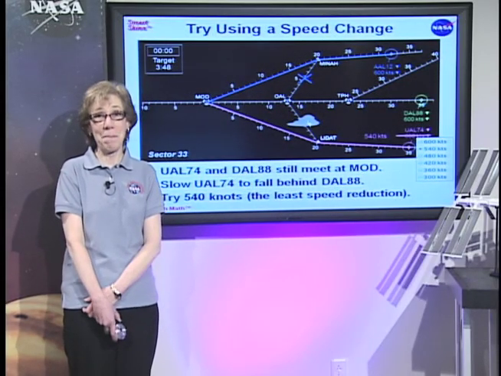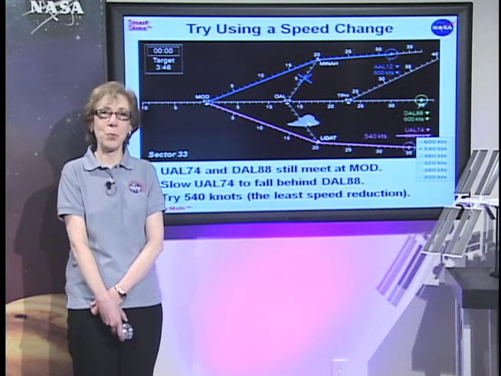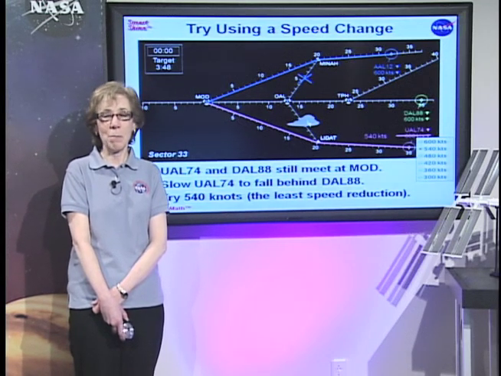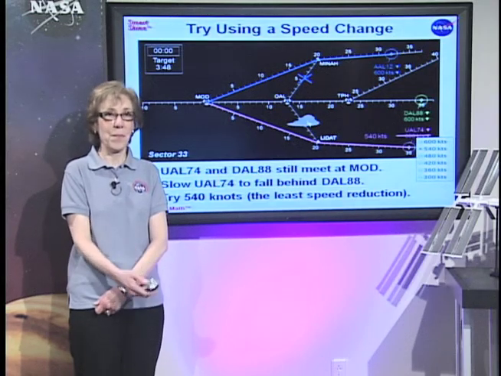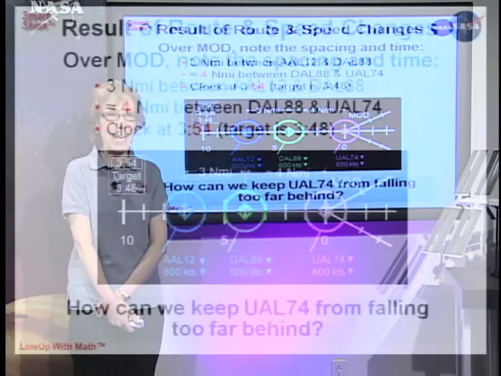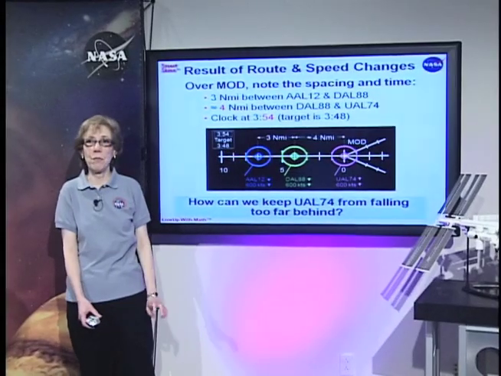Well, we did a lot better this time. We got the planes to Modesto safely, but we didn't quite make the target time and we didn't make the ideal spacing between Delta and United. So, could we do better? Well, let's first take a look at what the results were. We see that there are the 3 nautical miles between American and Delta, and almost 4 nautical miles between Delta and United. And instead of the 3:48 target time, we were 3 minutes and 54 seconds.